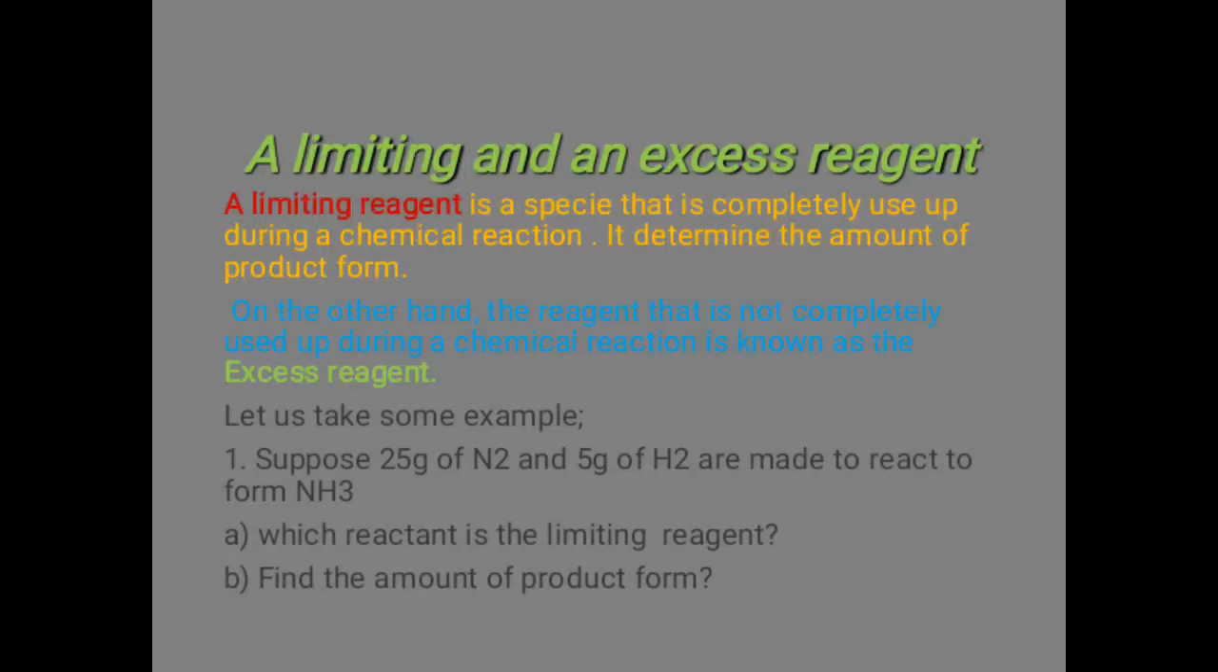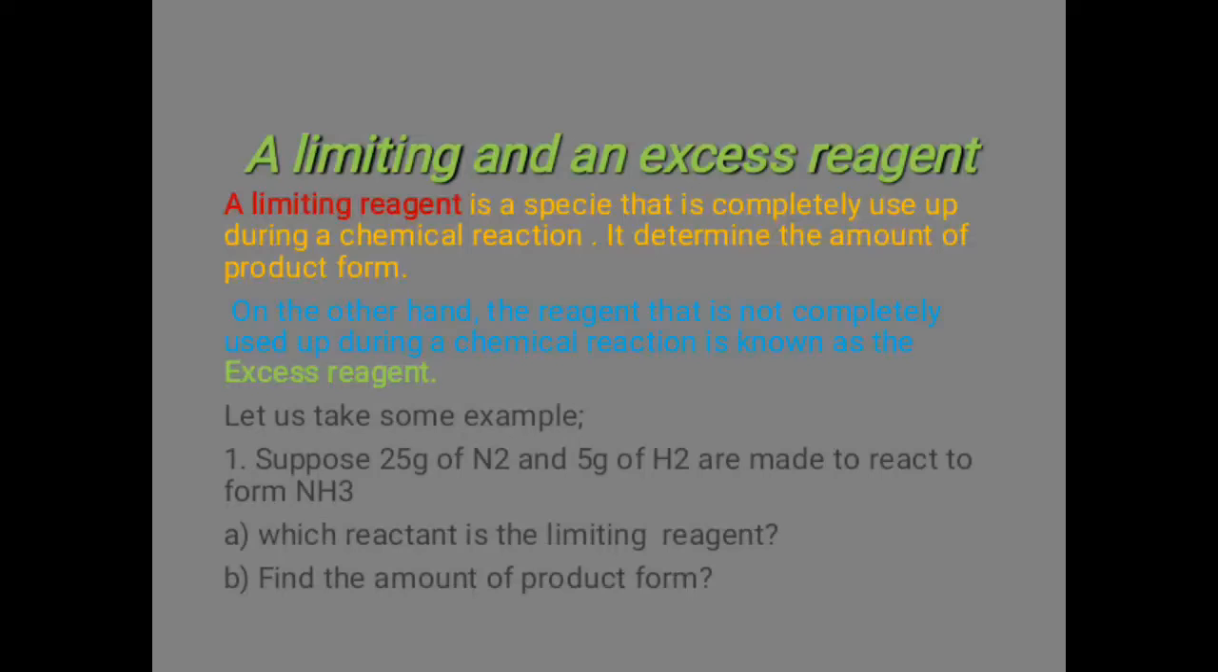This is another video on the limiting and excess reagent, which will help you understand what it is and how to calculate it. A limiting reagent is a species that is completely used up during a chemical reaction. It determines the amount of product formed. On the other hand, the reagent that is not completely used up during a chemical reaction is known as the excess reagent. I think this will be well understood when we deal with some examples.